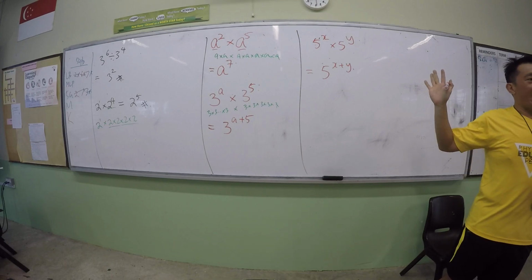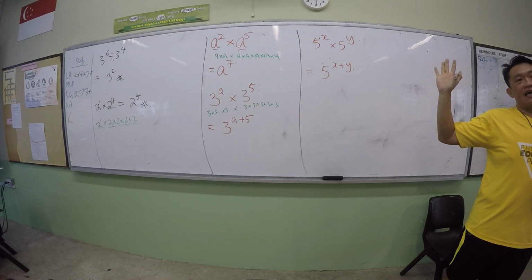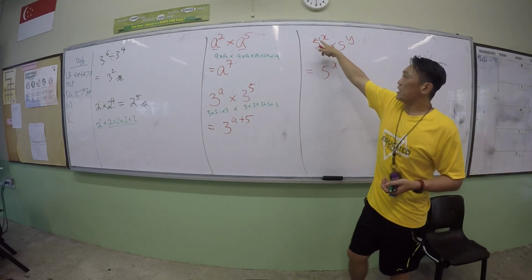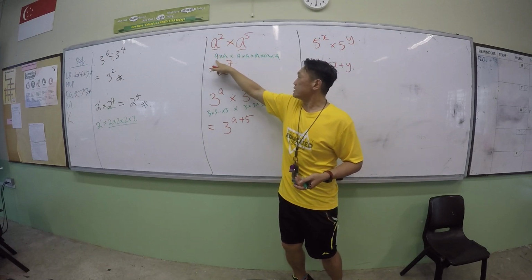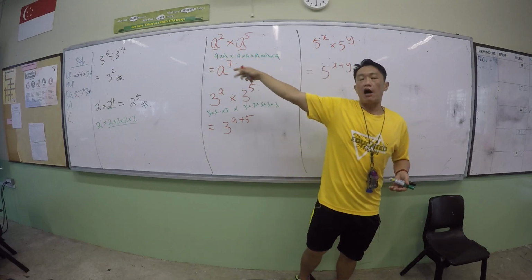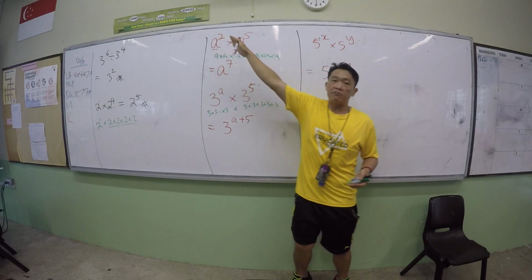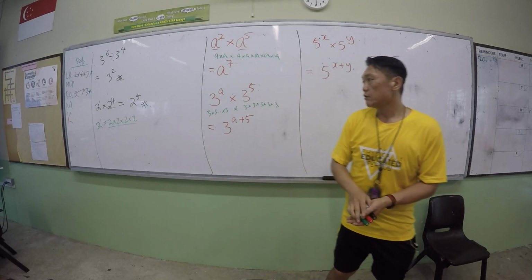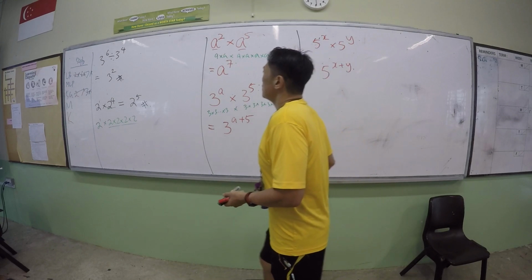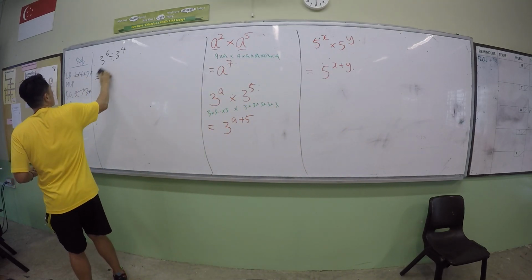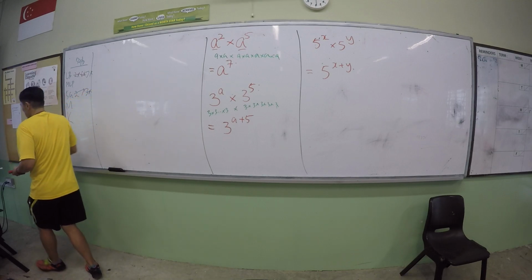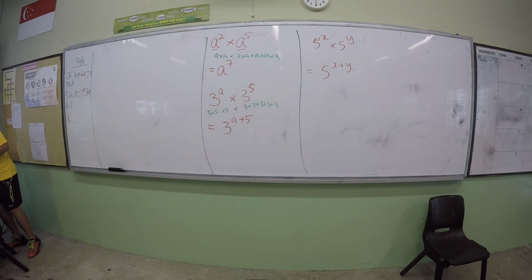So it is all back to the basic understanding of what is the index. What does index mean? Index means the base multiplied by itself. How many times depends on what is the number of your index. Okay? Can? Okay, question 2.